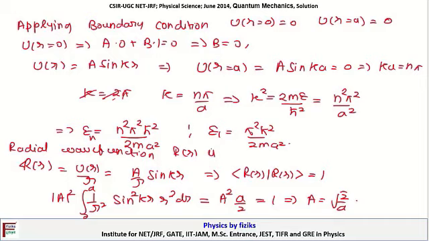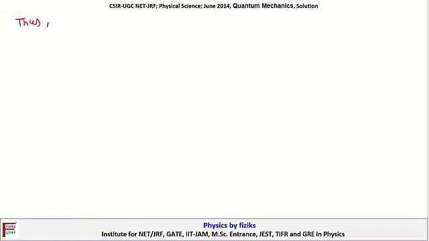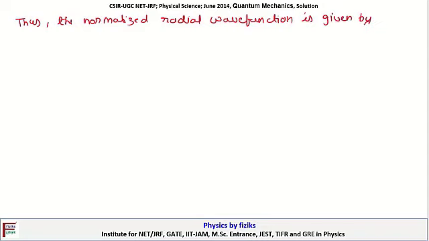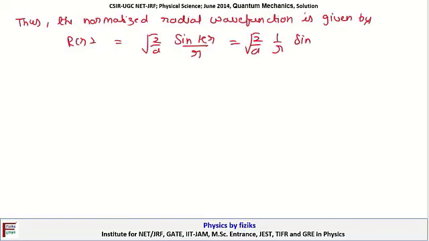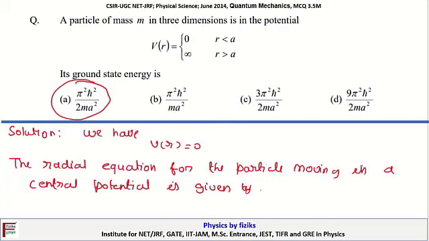Thus the normalized radial wave function is given by R(r) equals root 2 by a, sin kr by r, and we can write it down as root 2 by a, 1 by r, sin nπr by a, substituting the value of k, and its corresponding energy would be n²π²ħ² by 2ma², just similar to the particle in a 1D box. Thus, our correct answer for this problem would be option A.